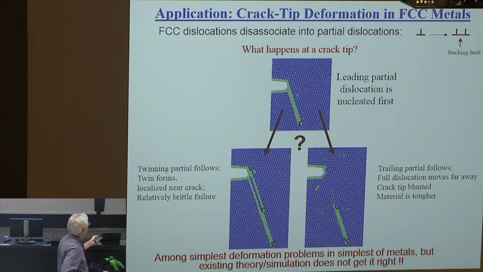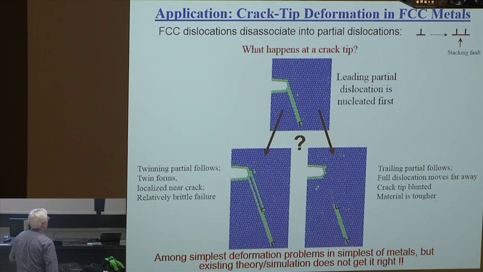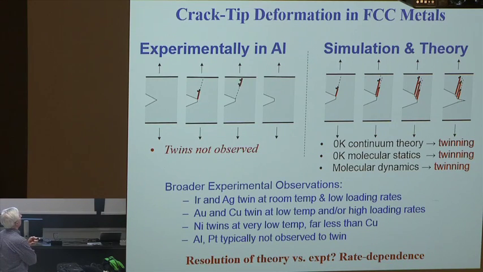Now this is the simplest deformation problem in metals, but no one actually could predict when you get this and when you get this. Okay? And in the recent literature, there's a lot of discussion about in what materials do you get this and what materials do you get this? And that has an impact on fracture.